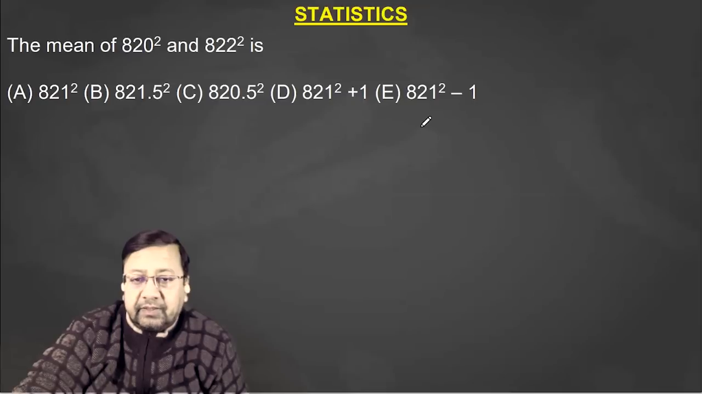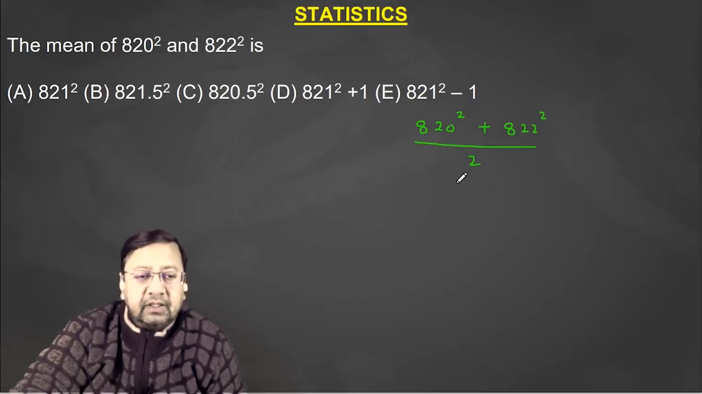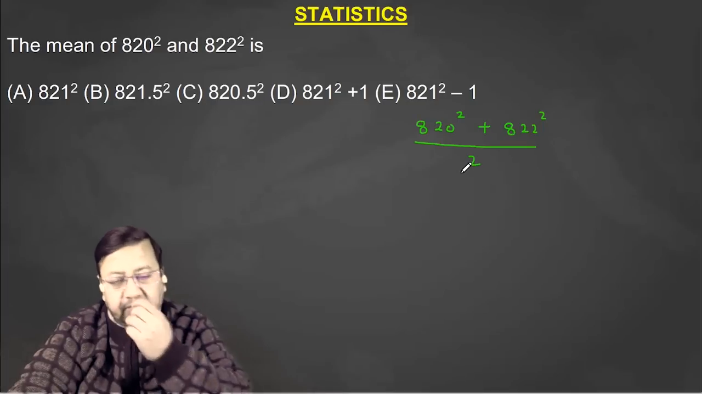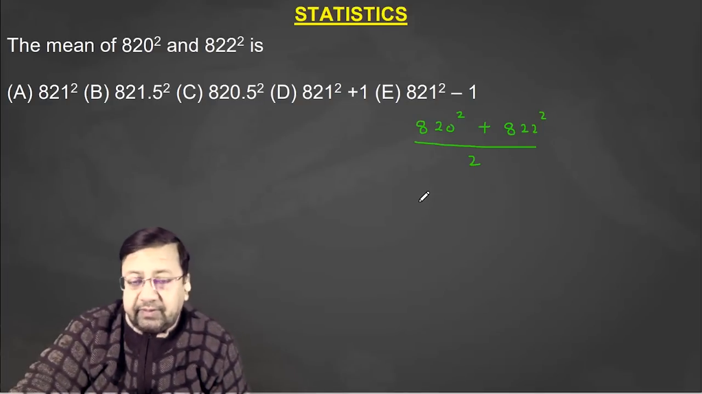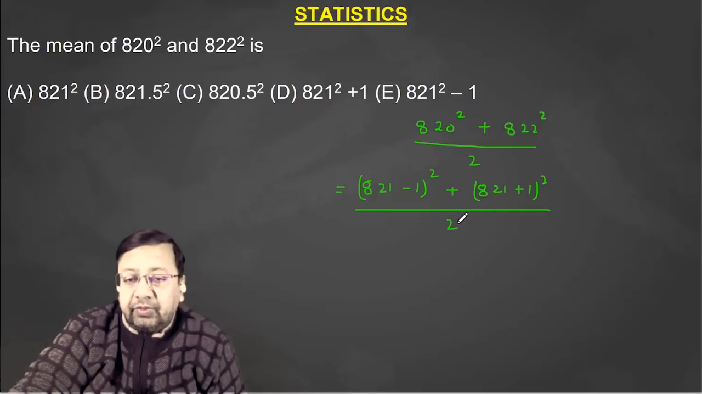So if this is a simple average, what to do? I have to simplify this thing. That is 820 square plus 822 square divided by 2. Right? Yes, Devashmita. Yes, correct. So I have to simplify this thing: 820 square plus 822 square divided by 2. Now see this. Can I write the first number as 821 minus 1 whole square, plus the second number 821 plus 1 whole square, and this is divided by 2.